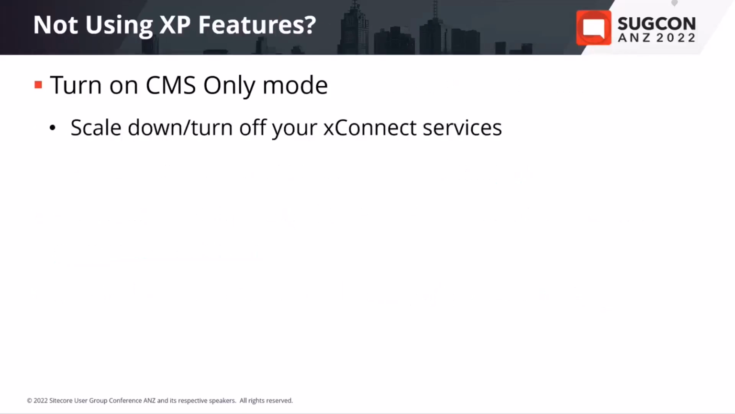Quick thoughts if you're not using XP's features, so you're using pretty much XM, but you've got XP, consider turning on CMS only mode or not tracking analytics for sites. You can scale down, turn off your XConnect services. It makes life easier, fewer roles to deal with, to manage, to monitor. So it could be a consideration. Based on the back of that, you could consider a move to XM Cloud, a hosted SaaS platform. And similarly, we have Personalize as well, which will replace some of the personalization features of XP. And it's worthwhile staying on top of the technology.